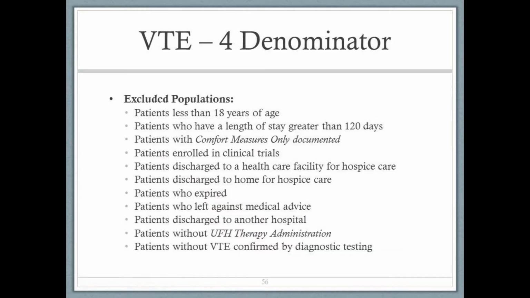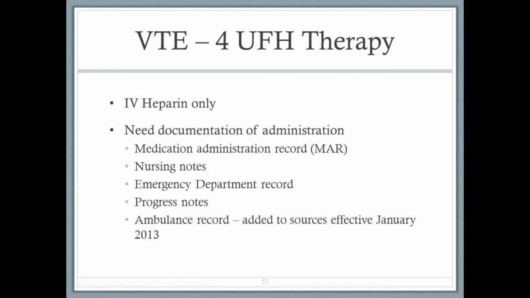And the laundry list of excluded populations is pretty long. And we've talked about these before. If you go down to the second to the last one, patients who do not have unfractionated heparin are not included in the denominator here. When you're talking about unfractionated heparin, again, that's the only medication that's included in this measure. It needs to be documented that it was administered. It could be in the medication administration record, nursing notes, emergency department notes, progress notes, and believe it or not, even ambulance records could be used. I'm assuming ambulance records probably pertain to patients who may come from nursing homes, but nonetheless, an ambulance record can document the use of unfractionated heparin therapy.